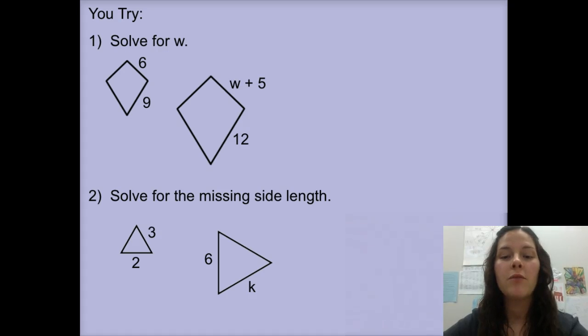Here are two U-Try problems for you, one with the same orientation and one with different orientations. So make sure you think carefully about how you're setting up those ratios.